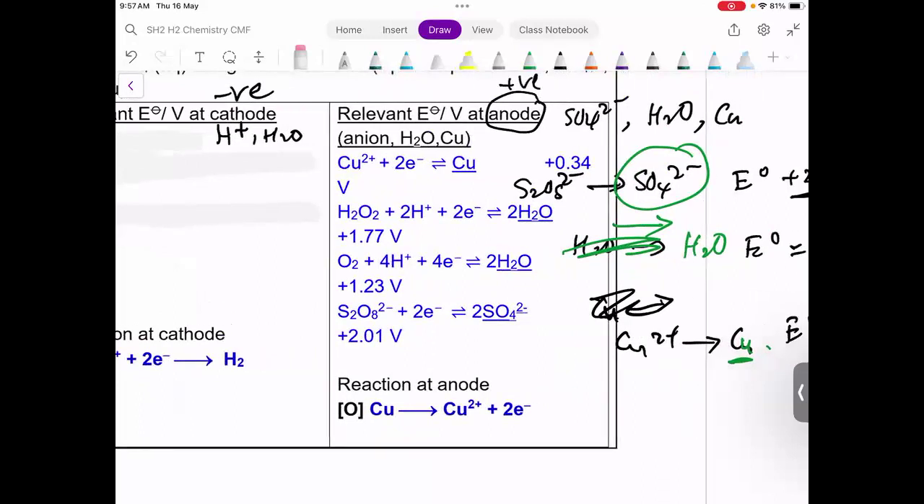Any other question to clarify? I'm lazy to show you all the half equations. Can?